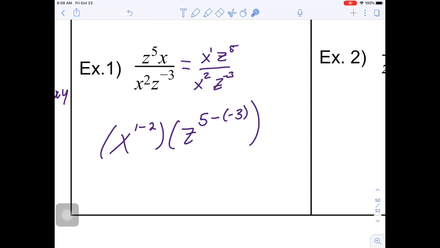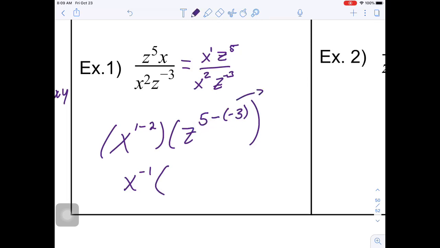And then from there we can combine. So x to the power of 1 minus 2, well, that becomes x to the power of negative 1 times z to the power of 5 minus negative 3. Remember, 5 minus negative 3 is actually 5 plus 3, because two negatives make a positive, and that becomes 8. So we have z to the power of 8.